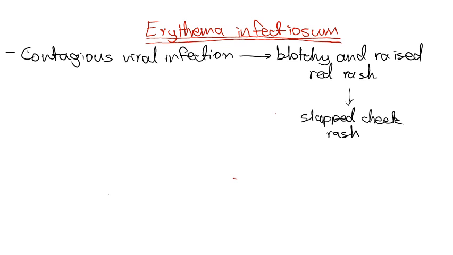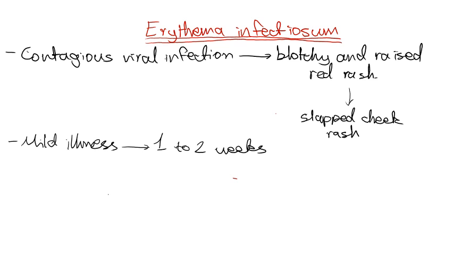Now, in terms of the illness itself, if we associate erythema infectiosum with maybe a fever, the illness itself is very mild, so we describe it as having a mild illness. And in terms of its incubation period, which is how long the disease actually lasts, this is usually 1 to 2 weeks. Now, the interesting thing to note about this rash is that although I did mention that erythema infectiosum is contagious itself, when the rash actually occurs, it's not contagious anymore.